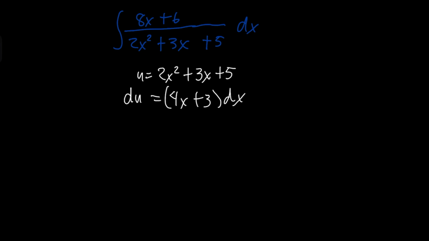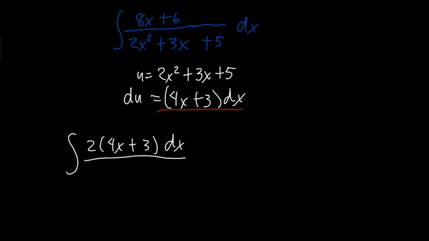So we can notice here that we can't see anything like 4x + 3 in the original equation. But we can notice here that we can actually factor out 2 here. So let's try that. Let's rewrite the equation, factoring out 2. And that would be 8x divided by 2, that is 4x, 6 divided by 2, that is 3, dx, all over 2x² + 3x + 5.